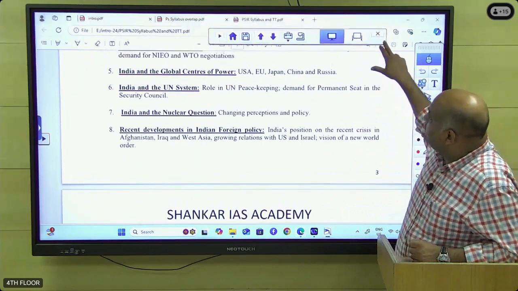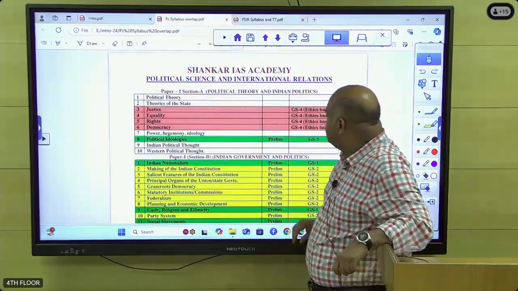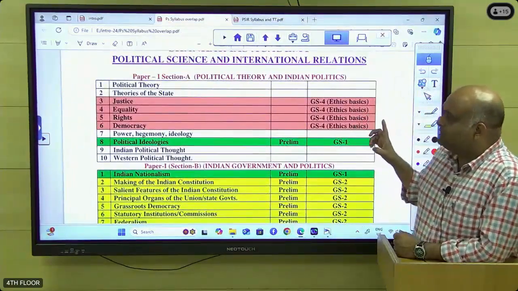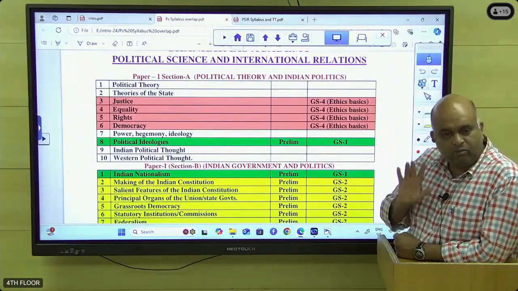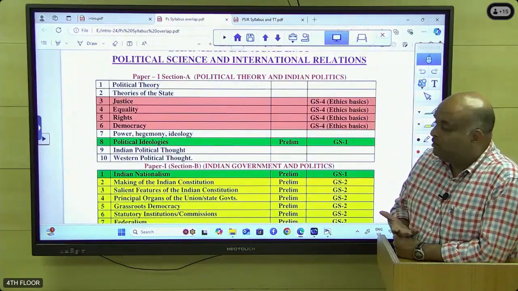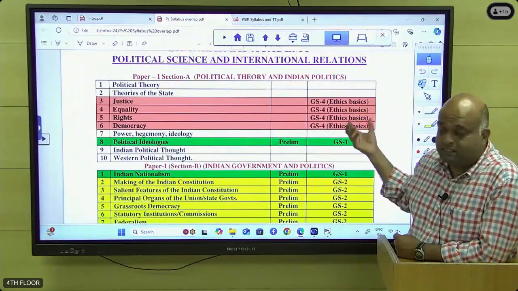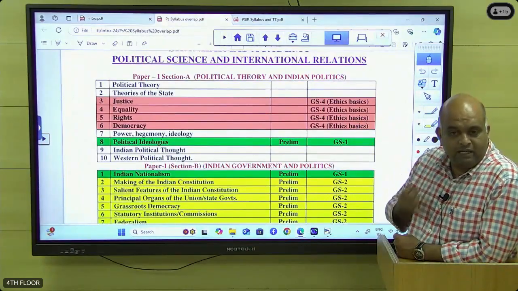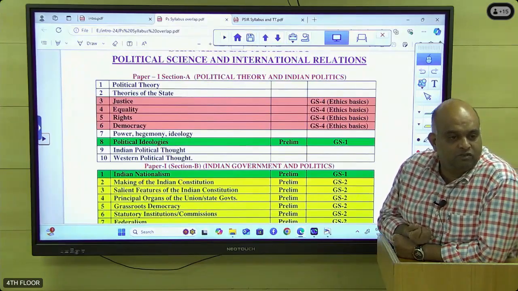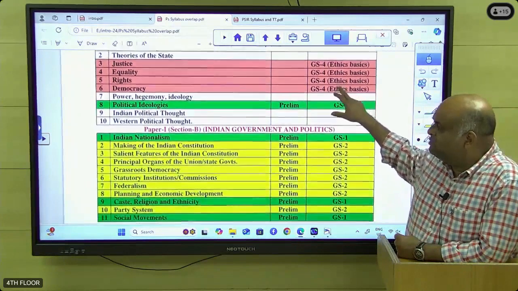Okay. And then just to see, I will tell you what all the things that will overlap with the GS. See, chapter number 1 and 2 in paper 1 section A you have to read purely for political science sake only. That is not going to help you anywhere. Okay, but 3, 4, 5, 6 will be helpful for ethics. Ethics basics. What do you mean by justice? What do you mean by equality? What do you mean by rights? Democracy? All these things will be useful for your ethics paper. Okay. And 7th chapter, power, hegemony, ideology.